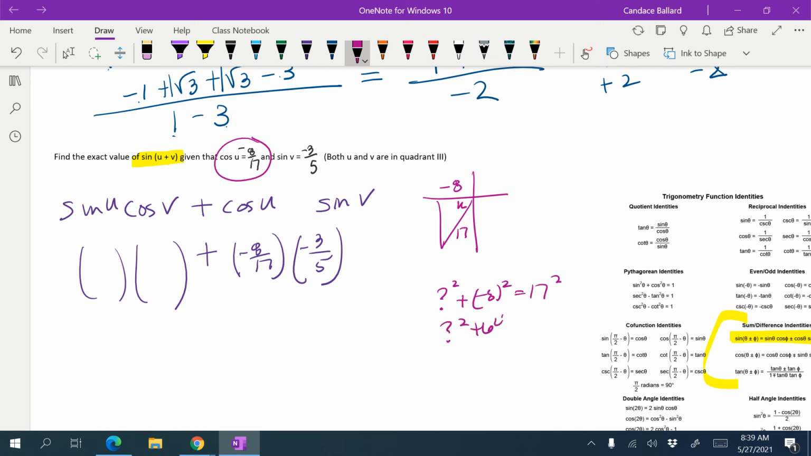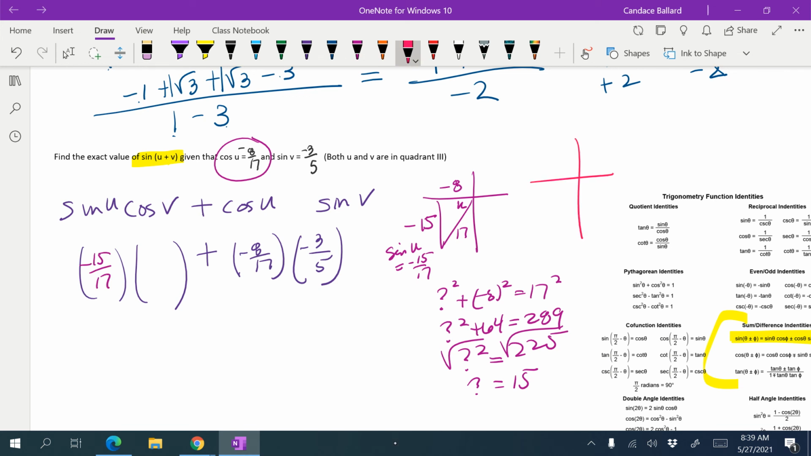So that would be 64 plus the unknown squared equals 289. When I subtract the 64, I get 225. Take the square root, so I'd end up with 15. But because it's going down, we would say it's -15. Therefore, the sine of that triangle, the sine of u, is going to be -15/17. So I can substitute that in here now.